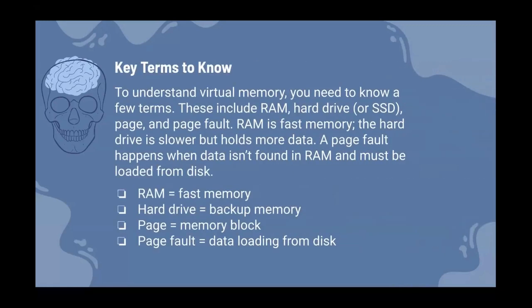So, some key terms to know. To understand virtual memory, you need to know a few terms. These include RAM, a hard drive or SSD, page, and page fault. RAM is fast memory. The hard drive is slower but holds more data. A page fault happens when data isn't found in RAM and must be loaded from disk. So RAM is fast memory, hard drive is backup memory, a page is a memory block, and a page fault is data loading from disk.